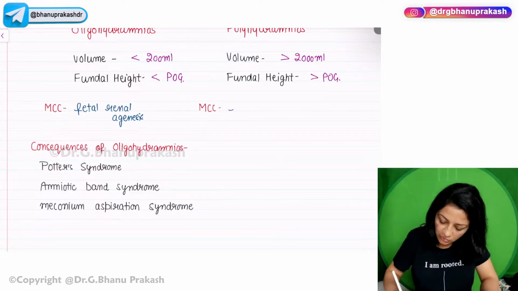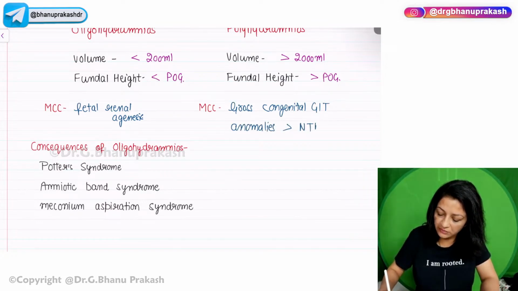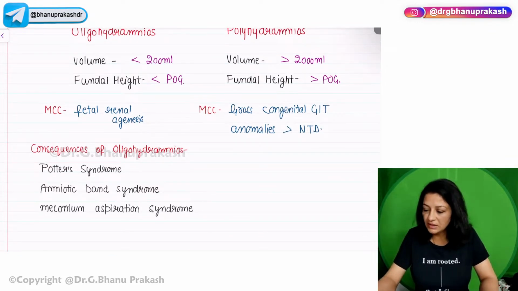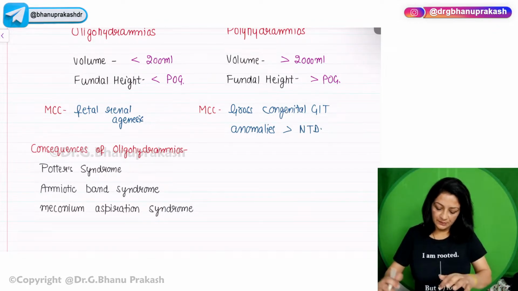That is gross congenital GIT anomalies. Then neural tube defects. So most common cause of oligohydramnios, fetal renal agenesis. Yes, and the most common cause of polyhydramnios, gross congenital GIT anomalies, then neural tube defects.